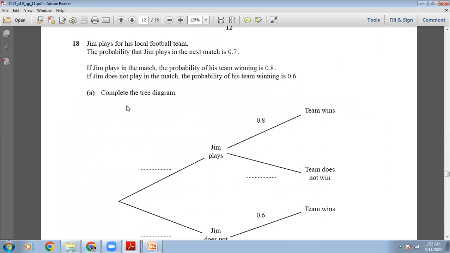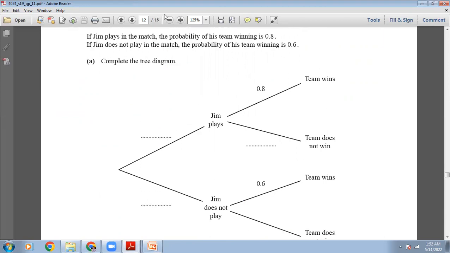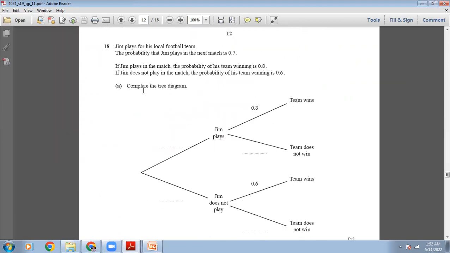If Jim plays in the match, the probability that his team wins is 0.8. If the probability that his team wins is 0.8, then the probability that the team will not win will be 1 minus 0.8, and that will be 0.2. So here I will write 0.2.